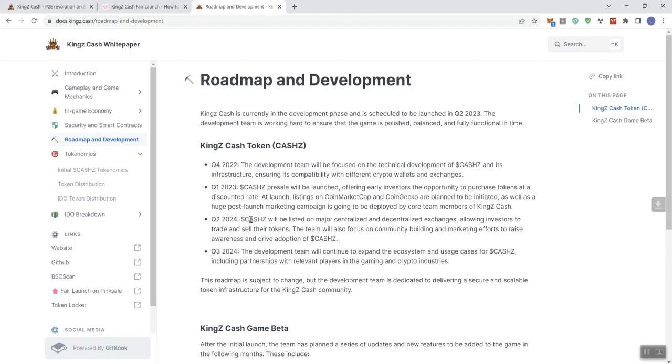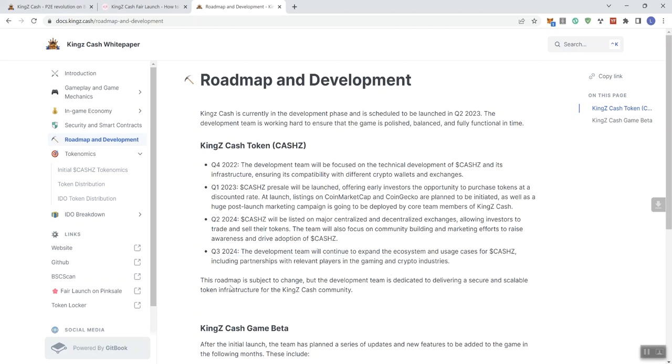In Q2, we can see the token is going to be listed on major centralized and decentralized exchanges. We don't know which ones, we don't even know the tier. Allowing investors to trade and sell their tokens, the team will also focus on community building and marketing efforts to raise awareness and drive adoption of the token. Q3, the development team is going to continue to expand the ecosystem and usage cases for the token, including partnerships with relevant players in the gaming and crypto industries.